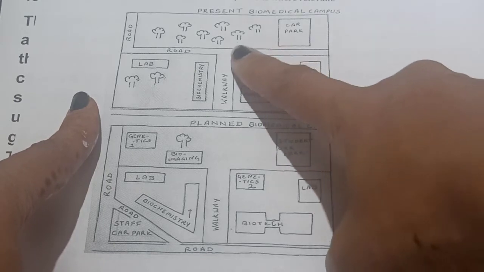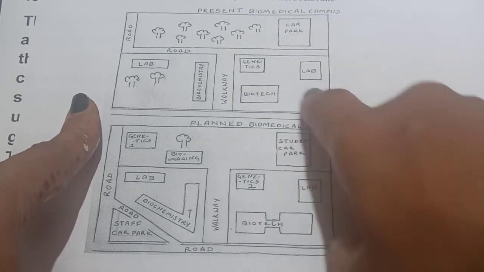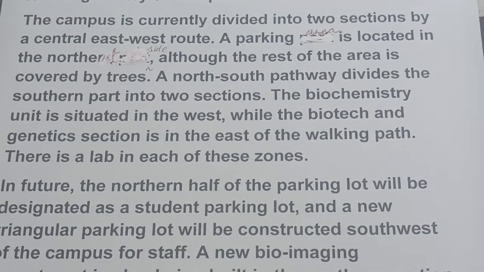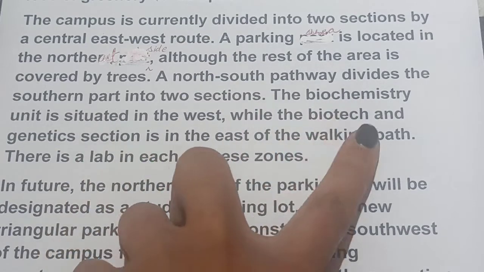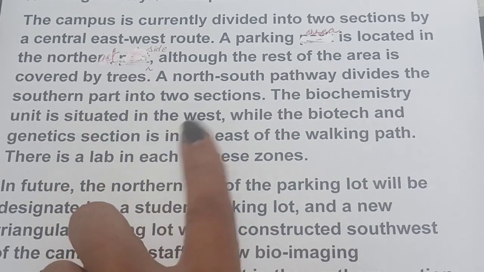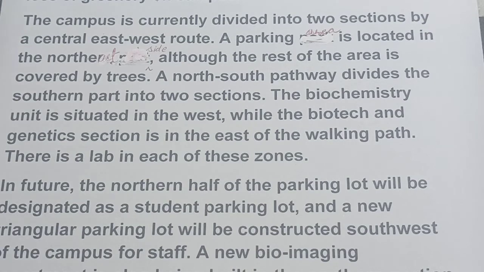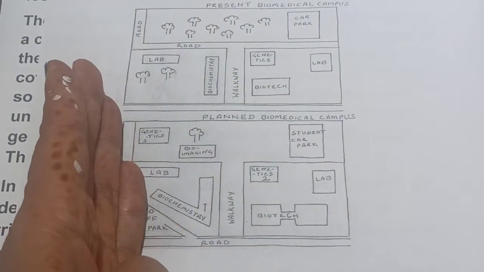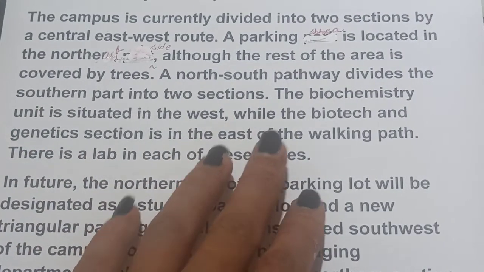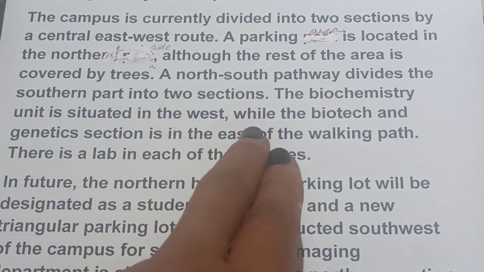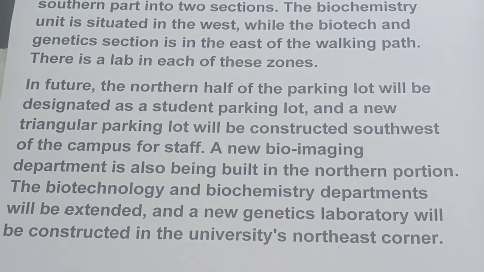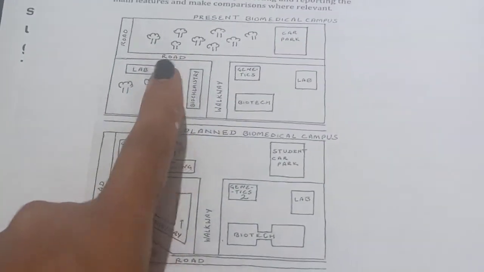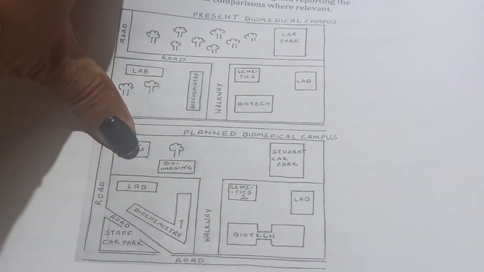These contain a genetics department, a biotech department, a biochemistry lab and some trees. The biochemistry unit is situated in the west, while the biotech genetics section is in the east. So we can see that biochemistry is in the west and biotech is in the east, while the biotech and genetics section is east of the walking path. There is a lab in each of these zones. So in each of these zones, meaning biochemistry and biotech, we can see a lab is there.